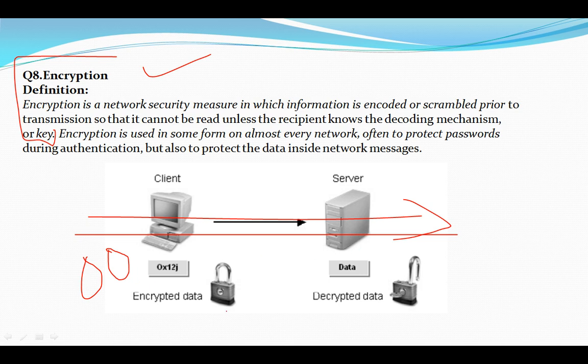That is called encryption, and the receiver will be able to open that data only when the mechanism matches. Both the receiver and sender should use the same encryption, then only he can open that data. Encryption is used in some form on almost every network, often to protect passwords during authentication, but also to protect the data, including network messages. So we use encryption to protect the data as well as network messaging.